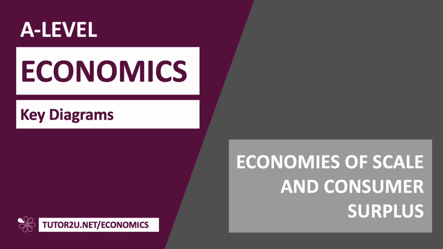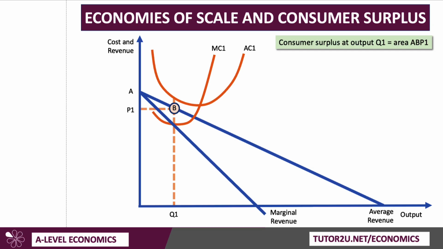In this video, we're going to take a few minutes to think about how economies of scale in production can affect the level of consumer surplus or consumer welfare. So let's take a situation where a firm initially has high unit costs, it's a profit maximising firm, and the output will be Q1, where marginal revenue and marginal cost intersect, and the firm will charge a price P1.